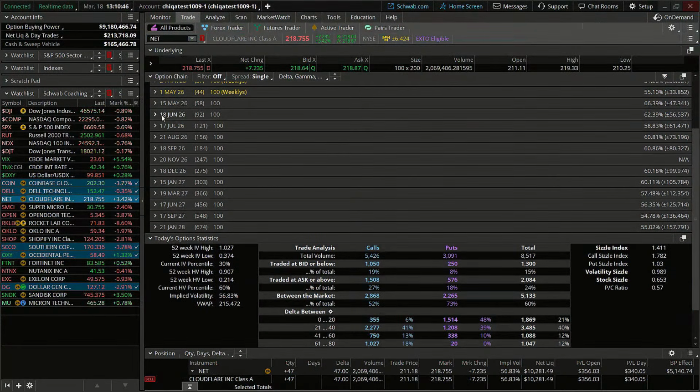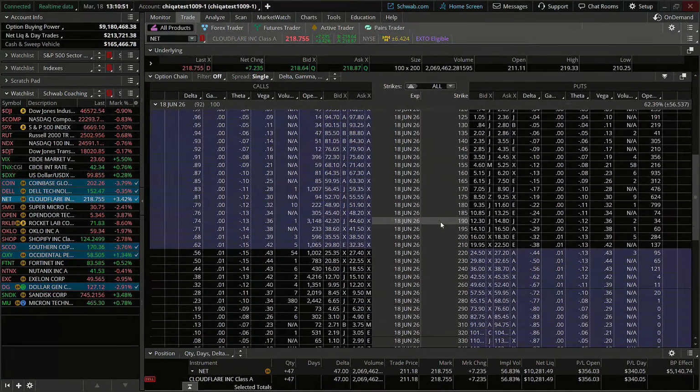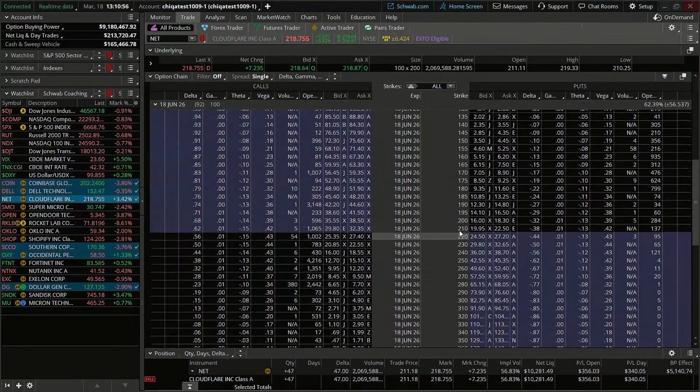So what we're going to look at is the 18th of June expiration here, and we're going to take a look at an option that's just slightly in the money. So we're going to look at the 210s to look for a little bit of intrinsic value. We can obviously see there's tons of open interest, a little bit of volume today.